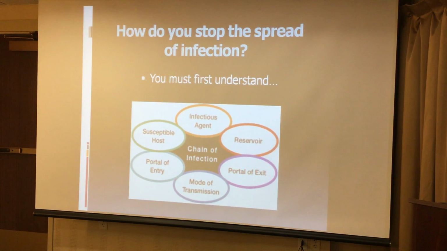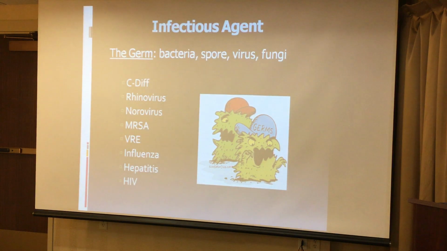So let's talk about these different links. For an infection to spread, all of these links have to be in place. So if we can break one link of that chain, we'll stop the infection from spreading, all right? So let's take a look at these real quick.